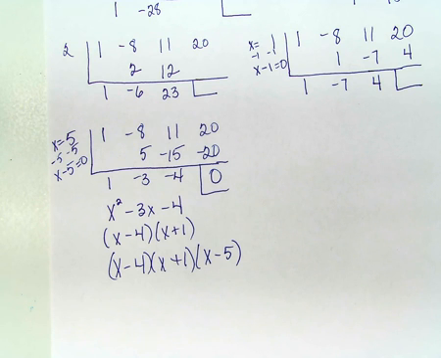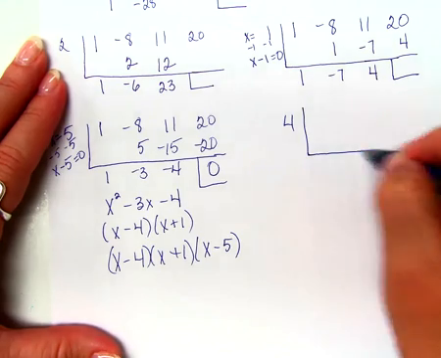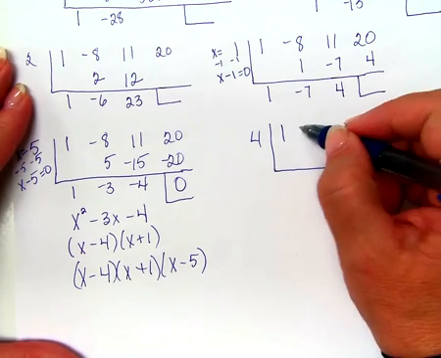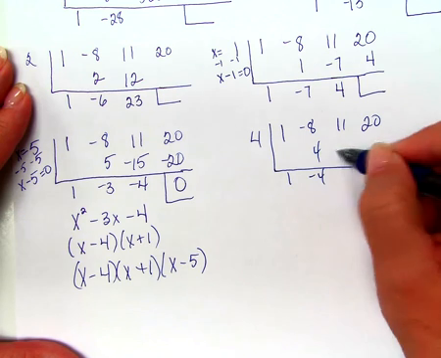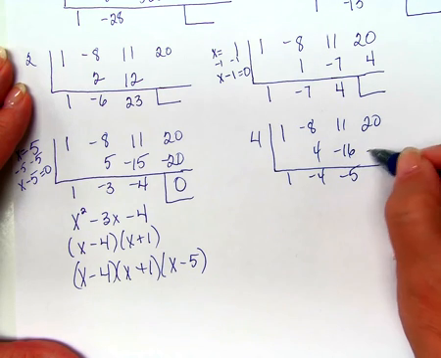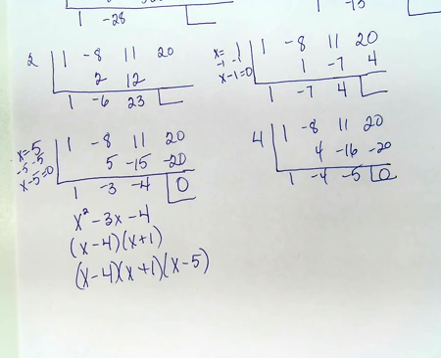Yes, sir? If I would have done positive 4, watch. 1, negative 8, 11, and 20. 1, 4, negative 16, negative 5, negative 20, 0. Yes, that's absolutely right. Okay?